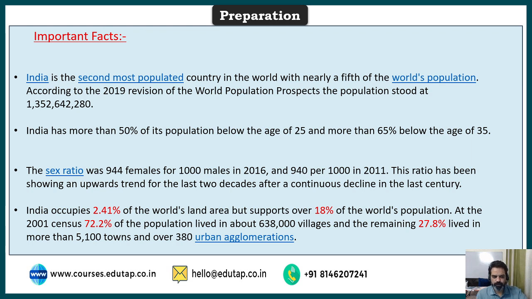Now, India occupies 2.41% of the world's land, but supports over 18% of the world's population. At the 2001 census, 72.2% of the population lived in about this many villages, and the remaining 27.8% lived in 5,100 towns.